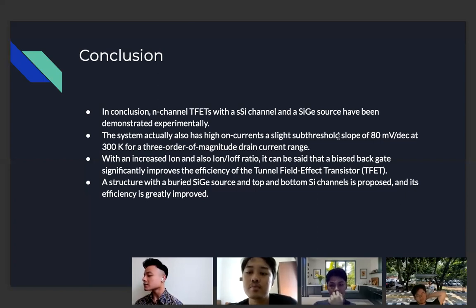And with an increased current on/off ratio, as I've explained before, a higher current on/off ratio is better for the transistor because of the switching concept. And it can be said that the biased backgate is very crucial to improve the efficiency of the TFET. And finally, the structure proposed by them, with a buried silicon germanium source and top and bottom silicon channel, greatly improves the efficiency.